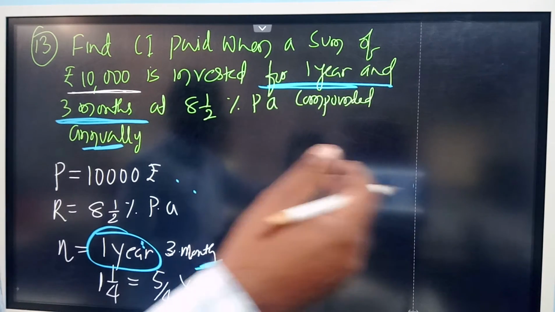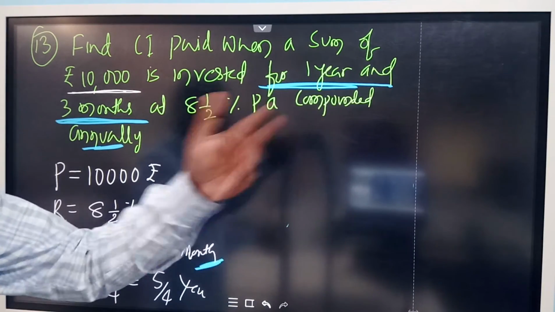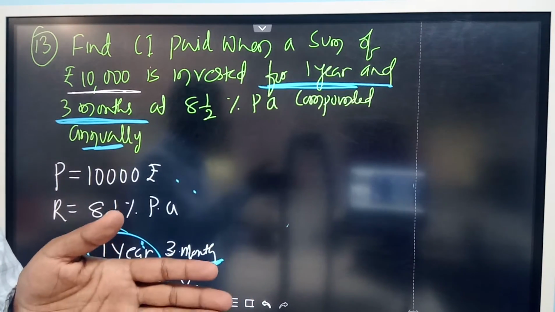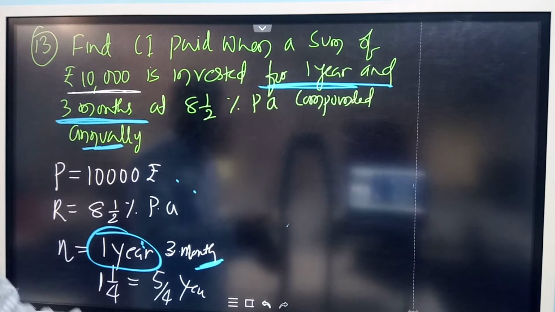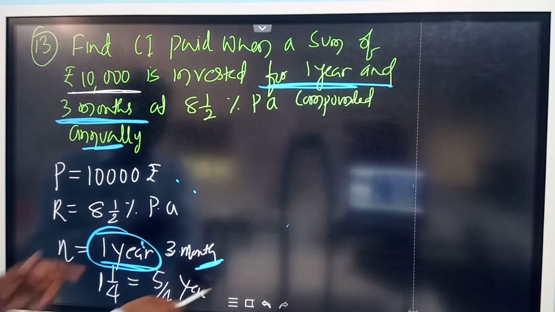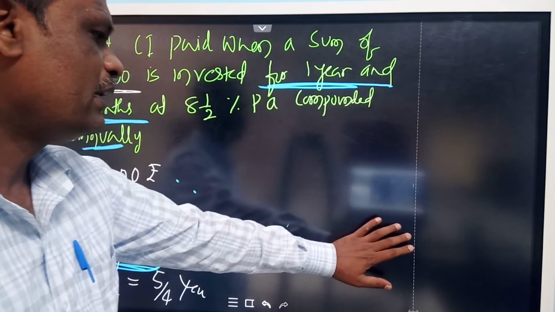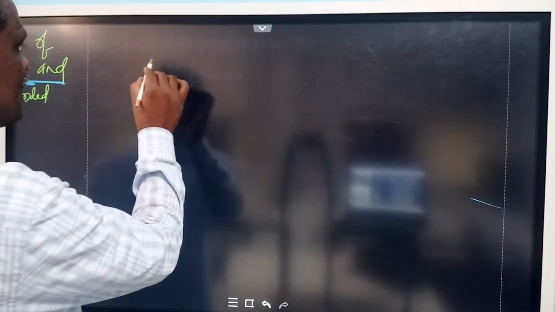Every year, the previous year's amount should be added and taken as the principal for the next year. Here the previous year means 1 year, and its amount should be taken as the principal for the next year. That means the next 3 months. So you can do it in another method. So you calculate for the 1 year.